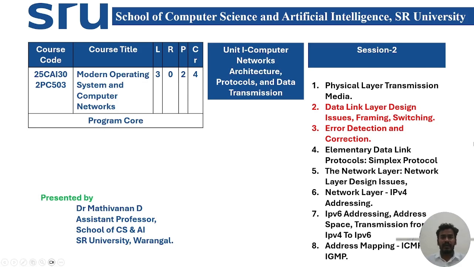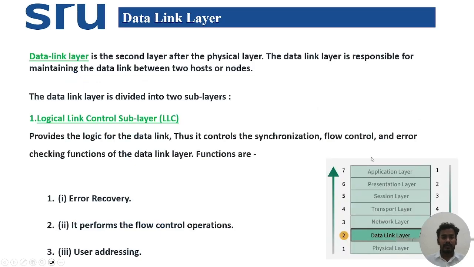So today's discussion is based on the data link layer: design issues, framing, switching, and error detection with correction as well. In the previous lecture, we already discussed the data link layer. In the OSI model, the data link layer is the second layer, over the physical layer. It is responsible for maintaining the data link between the two hosts and nodes.